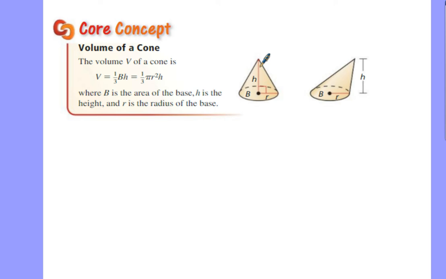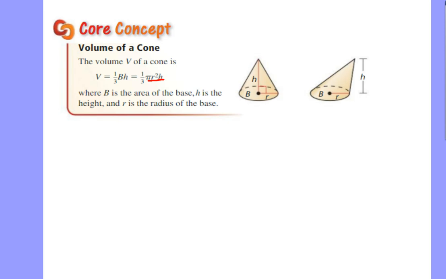Hopefully you realize that it's a cylinder. If I took three cones, I could fill up a cylinder that had the same circular base and the same height. Because as you can see here, our cylinder formula divided by 3 gives us our cone.